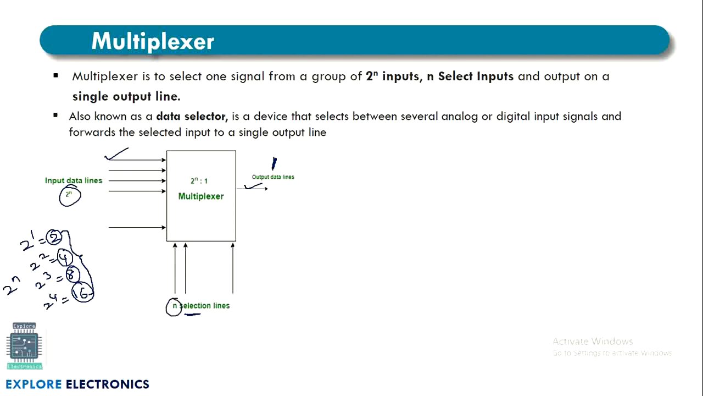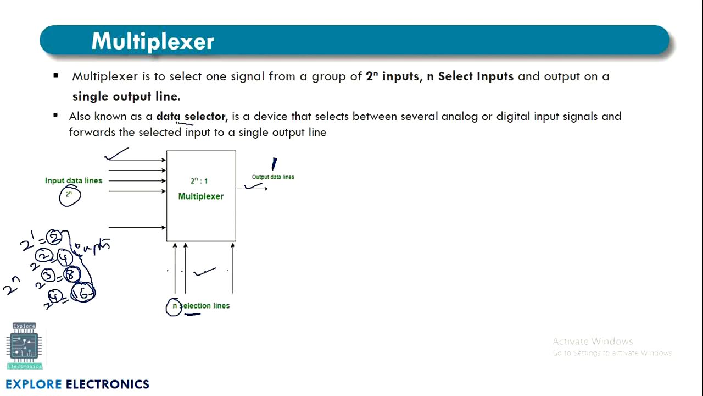This is n. What is n here? If we have 2 power 2, that is 4 inputs, we need 2 select lines. If you have 8 inputs, we require 3 select lines. If you have 16 inputs, we require 4 select lines. These select lines are again inputs. By using the combination of these, we choose which input line should connect to the output. Now let us understand this in a better way by writing the circuit.